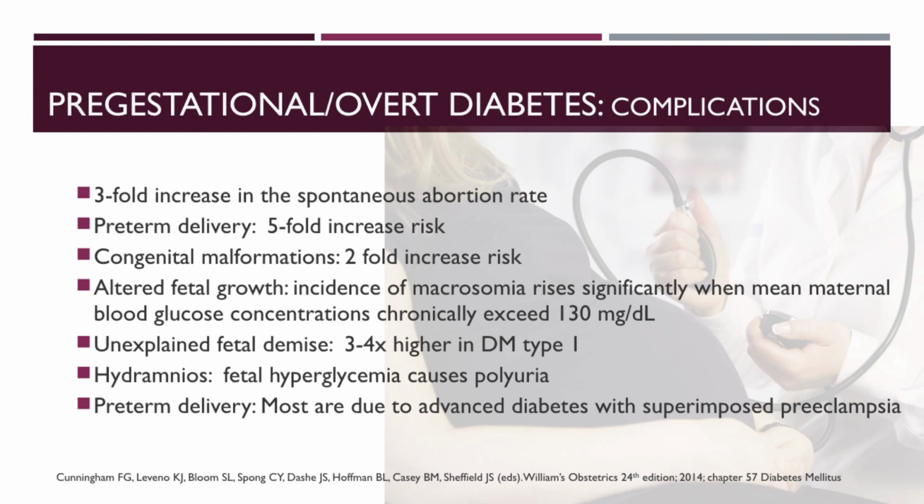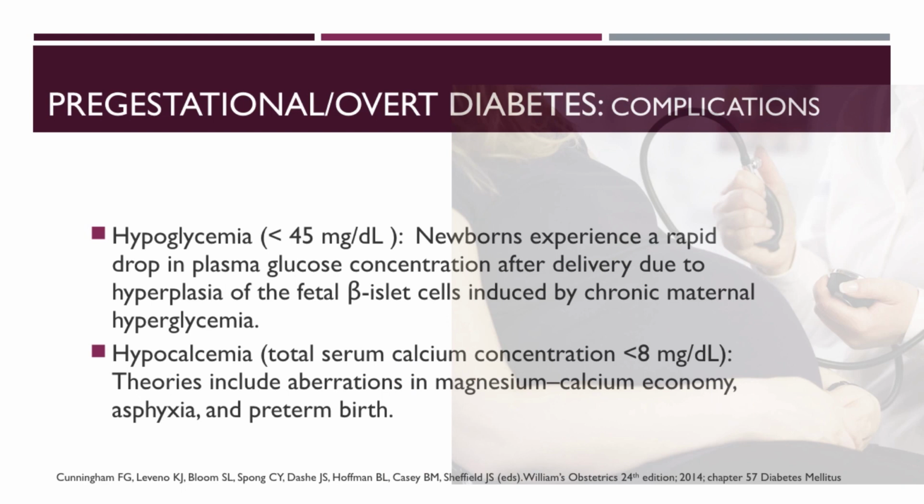There's also increased incidence of hydramnios because fetal hyperglycemia may lead to polyuria. And there's also increased incidence of preterm delivery, and most are due to advanced diabetes with superimposed preeclampsia. Newborns may experience a rapid drop in plasma glucose concentration, or hypoglycemia, that's less than 45 milligrams per deciliter of fetal plasma glucose, due to hyperplasia of the fetal beta islet cells induced by chronic maternal hyperglycemia.